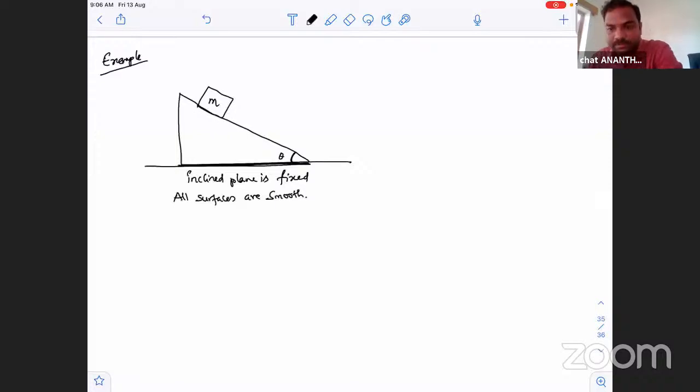What happens to the block? If I release the block, it will slide down. Am I right? Slide down with what acceleration? Do you remember? Very good, Sailila. Sailila will answer. What about others?